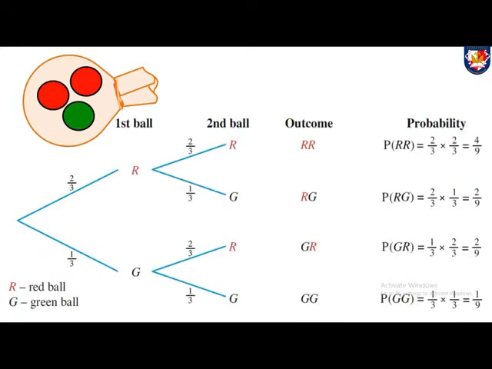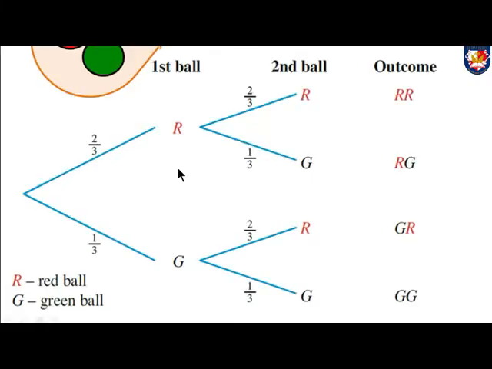That's how it happens. So this is the tree diagram that shows the probability. R for red ball and G for green ball. So the probability of getting the red ball at the first draw is 2 over 3 because there are 2 red balls, and green is 1 over 3 because there is 1 green ball. And the second draw is also 2 over 3 because you return the first draw, and green is also 1 over 3, and repeat it here.